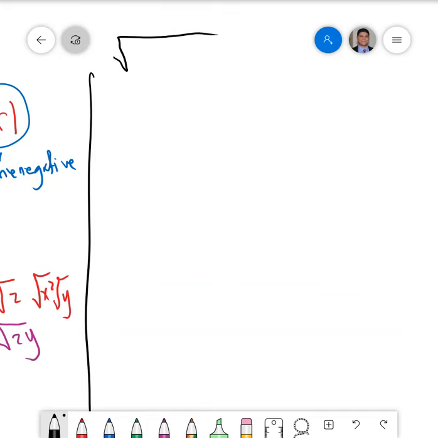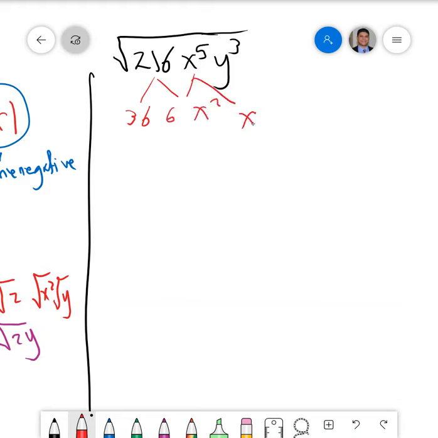Another example, square root of 216 x to the power of 5 y to the power of 3. So now we need to look for perfect square factors. Here we have 216 as 36 times 6, and x to the power of 5 means x to the power of 2, x to the power of 2, x to the power of 1, and y to the power of 3 means y to the power of 2, y to the power of 1. So here we can find the square root of each one of them.